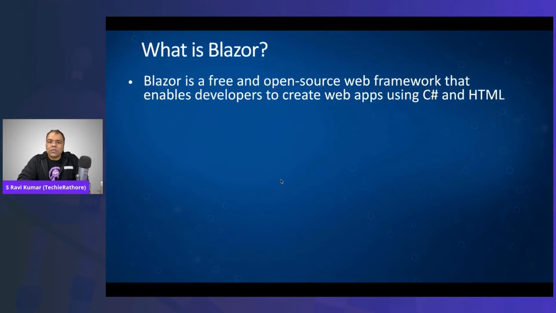So let's talk about what is Blazor. Blazor is basically a free and open source web framework, an SPA or single page application based web framework, to create web applications using C# and HTML. It uses the Razor syntax. Many .NET developers will be familiar with the Razor syntax, which is used in MVC, be it ASP.NET MVC or ASP.NET Core MVC. The same Razor framework is used here in Blazor also.